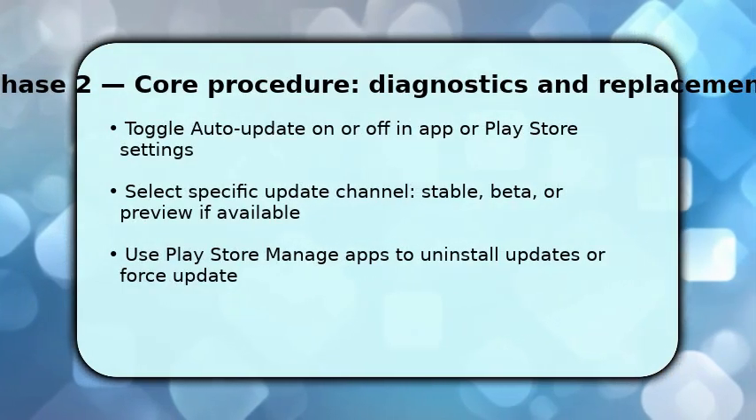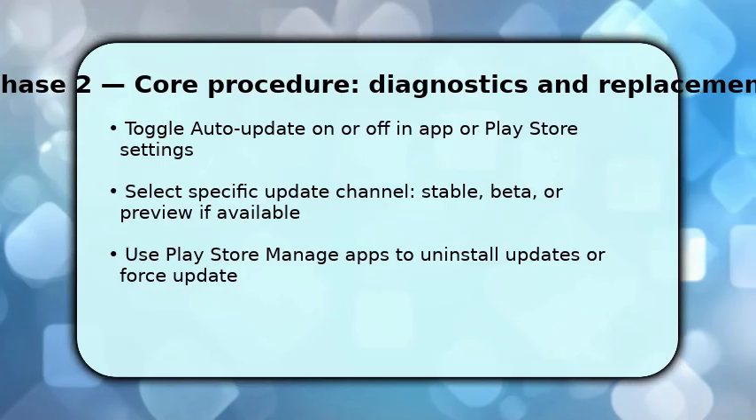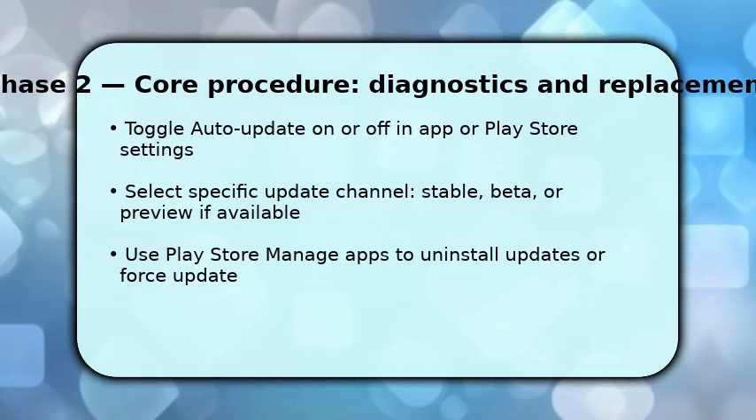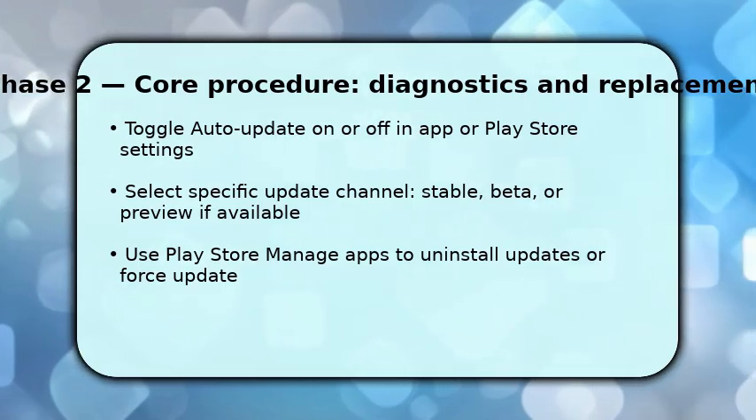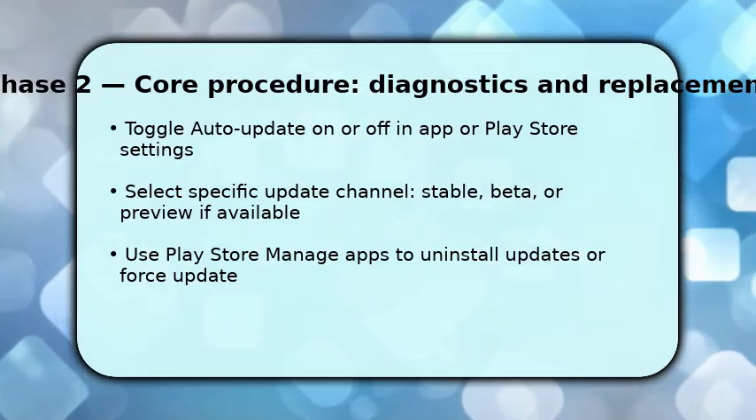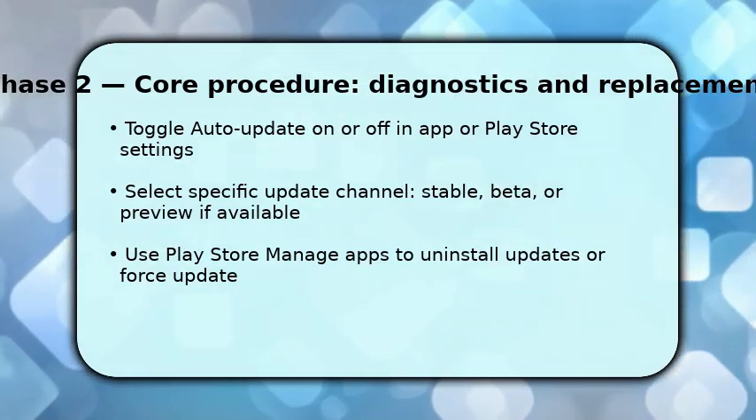If you want automatic installs, enable Auto Update either inside the Play Store entry for YouTube or in Settings General Auto Update. If you prefer testing features, opt into the beta channel via the YouTube Play Store page. Otherwise, remain on stable to avoid bugs.